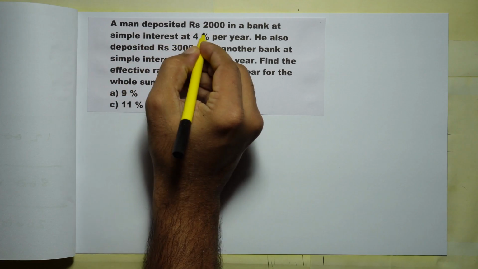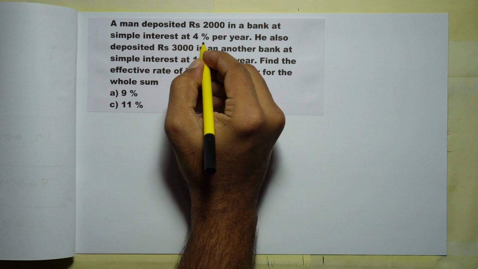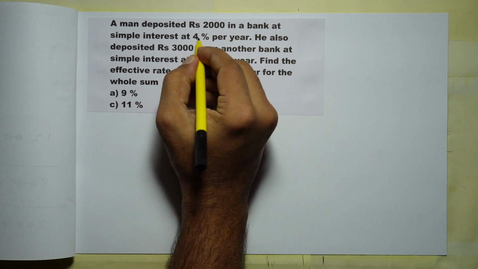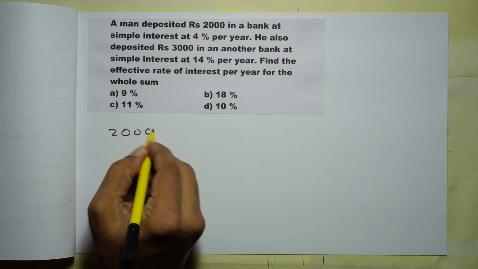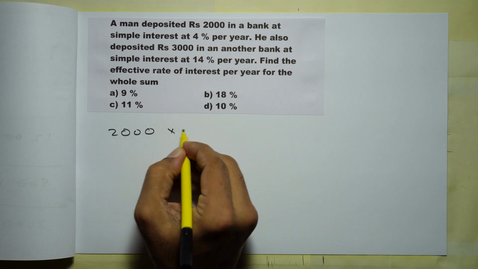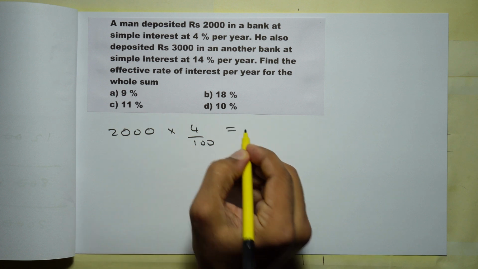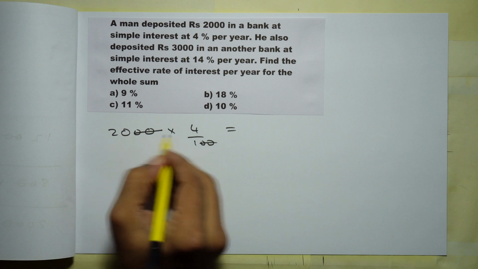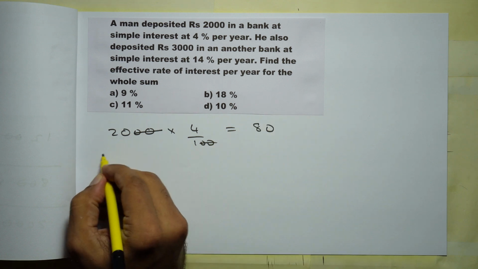A man deposited rupees 2000 in a bank at simple interest at 4% per year. So first of all, we will calculate the interest that he gets every year. What he has deposited is rupees 2000 and he will get 4% per year. So every year he will get 4% of this. So we'll just calculate what he gets. 0 and 0 I'll cancel here. So 20 into 4 you will get it as 80. So he'll get 80 rupees every year.